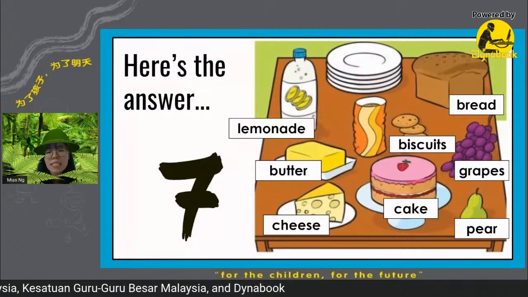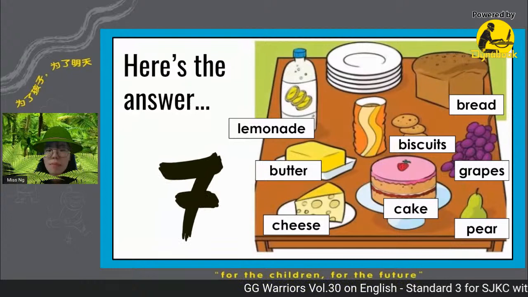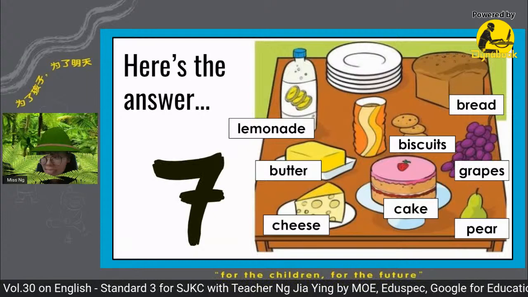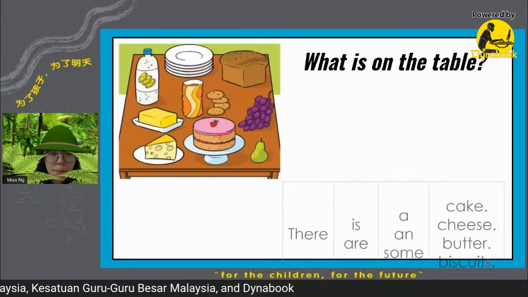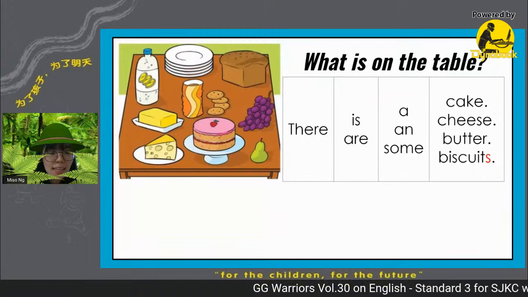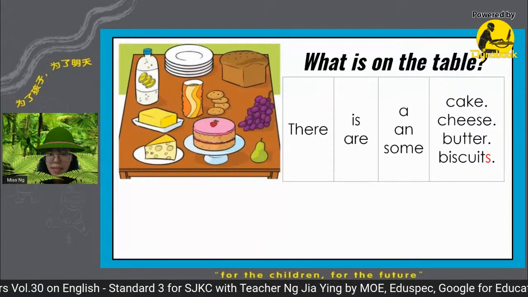But never mind, everyone. Thank you so much for giving me your answers. A very good try. We are going to have another game later, so let's learn more and then you can score more in the game later. Now, what's on the table? We are going to use there is and there are to form sentences about what types of food are on the table.